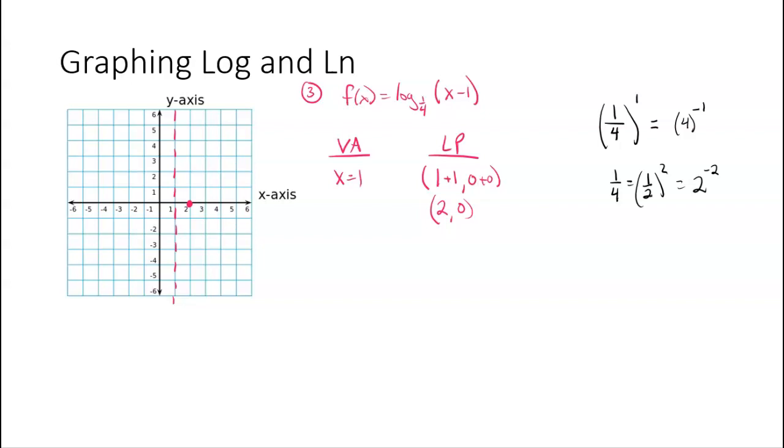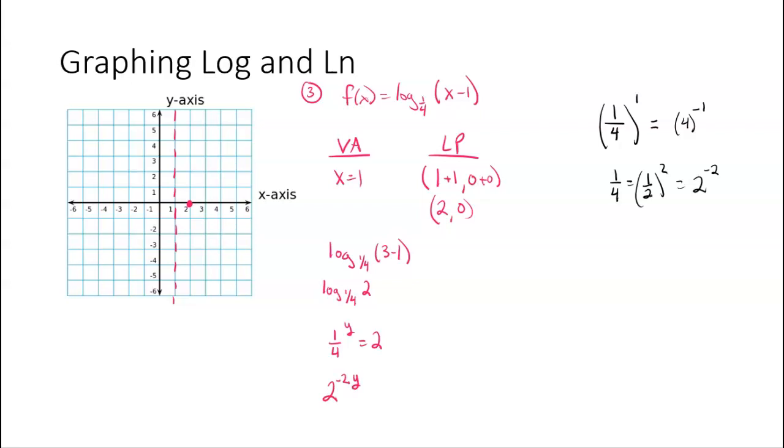So let's take a look. What happens if I plug in, say, a 3? So I say 3 minus 1. So this would become log base 1/4 of 2. So again, I'm asking myself, 1/4 to the power of what number is going to give me 2? Well, I want them to be the same base, so I know I'm going to replace the 1/4 with 2 to the power of -2.